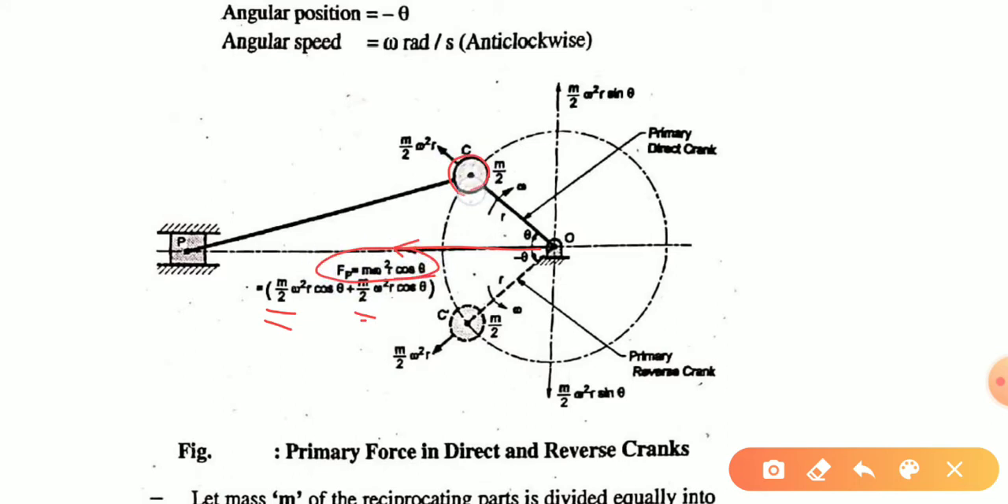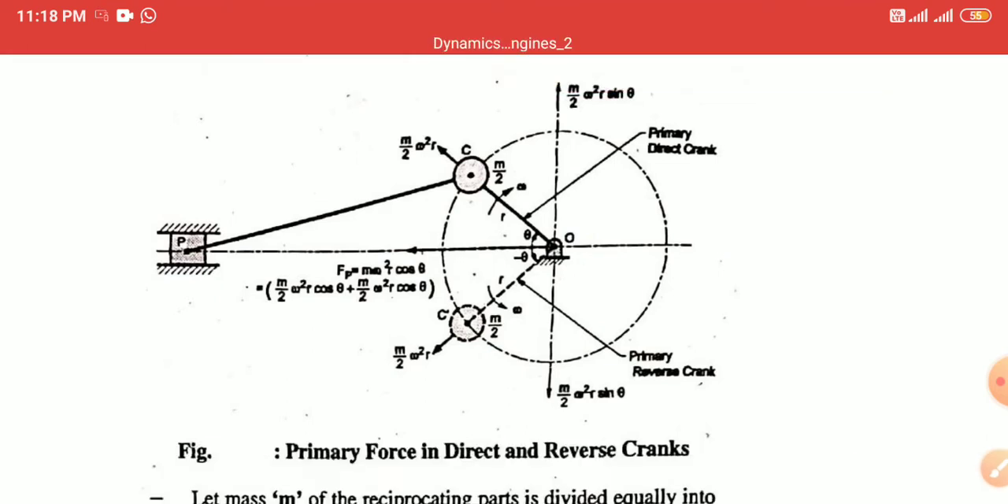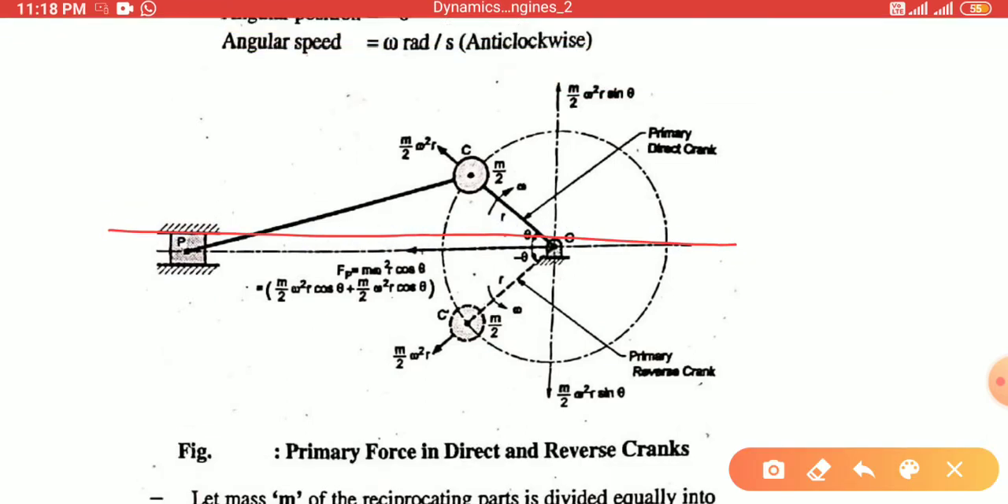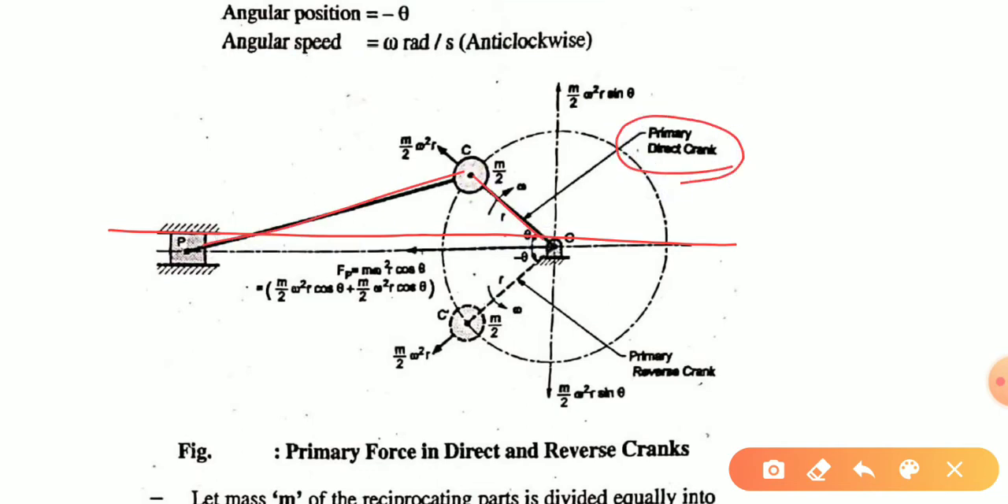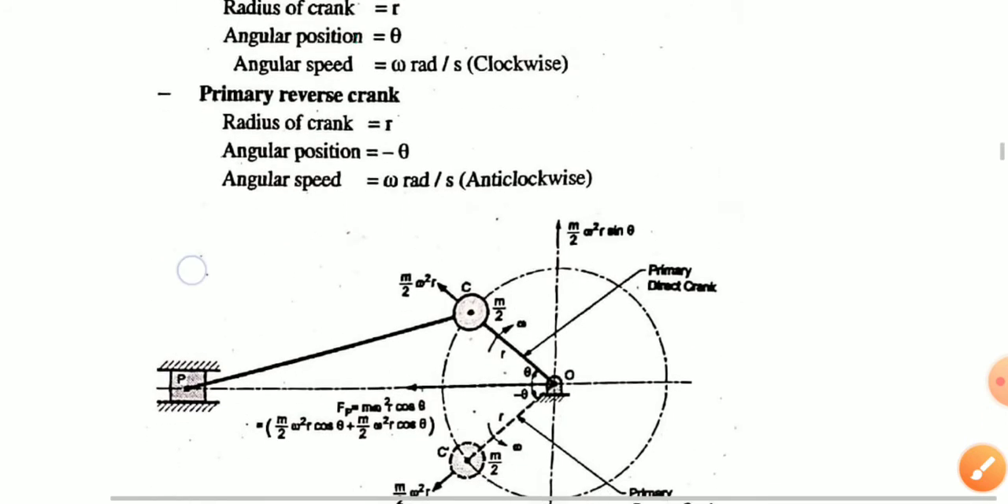So by adding two masses we can balance our unbalanced primary force m omega square R cos theta, and there will be vertical components of sine, m by 2 omega square R sin theta and m by 2 omega square R sin theta, which cancel each other. The upper portion is the primary direct crank and this is our primary reverse crank. This is used for the balancing purpose.